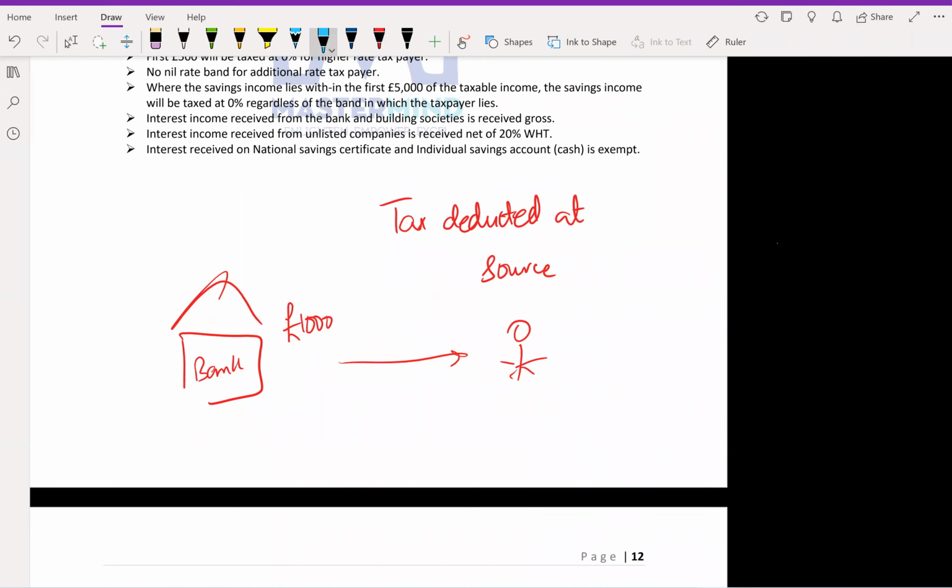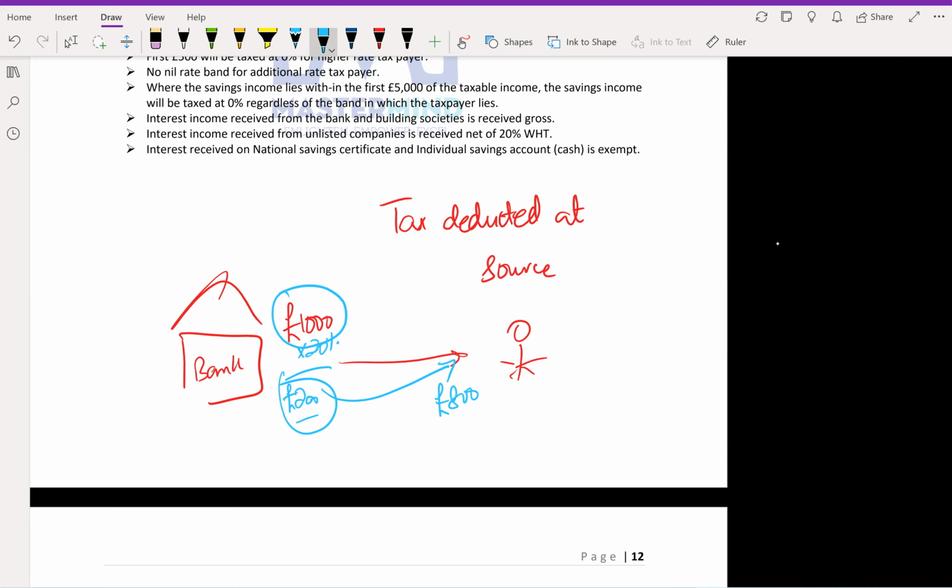But if you earn £1,000 and 20% of it is taken away at source by the bank, because the bank is the source, that means £200 is gone. And now what you'll get instead is just £800. This £200 becomes tax deducted at source. It becomes tax which has been withheld by the source, by the bank in this situation. Obviously, as per the law, banks and building societies won't deduct any tax. They'll give you the entire amount.